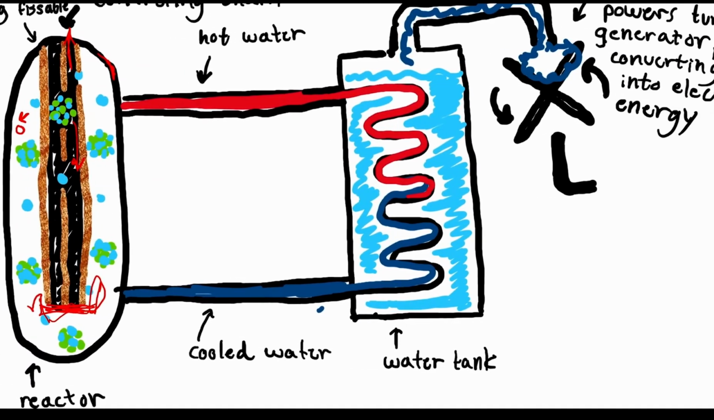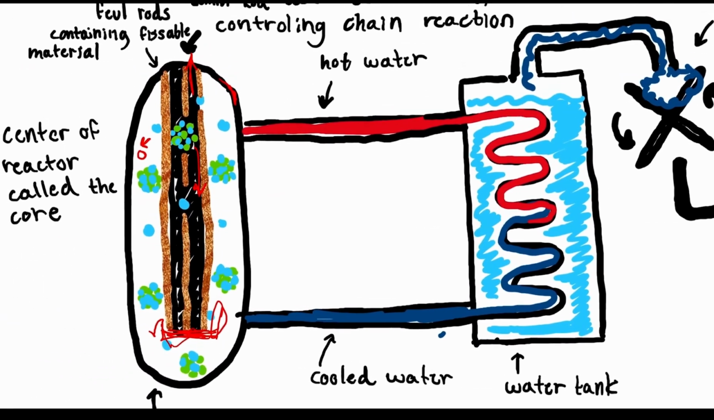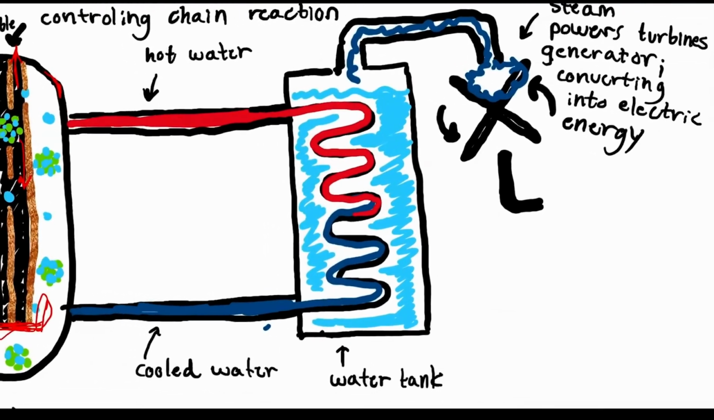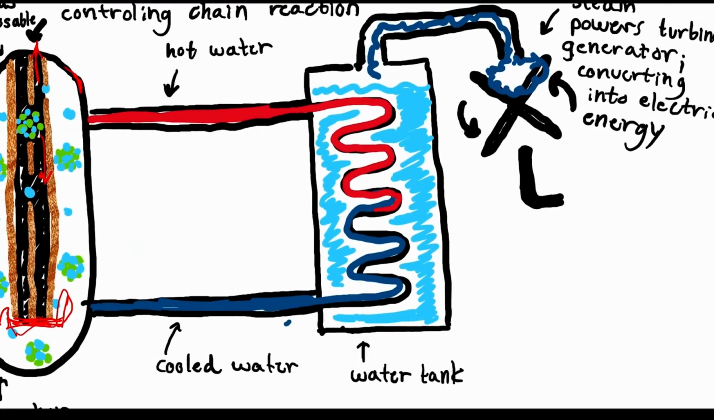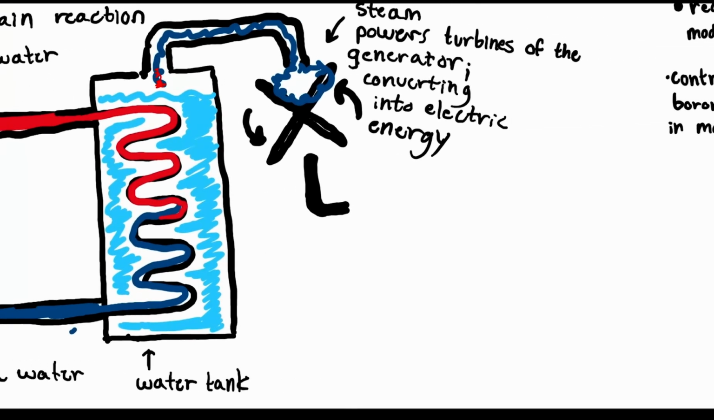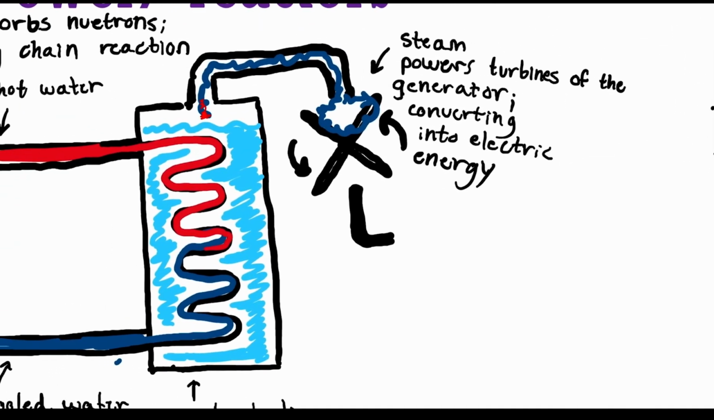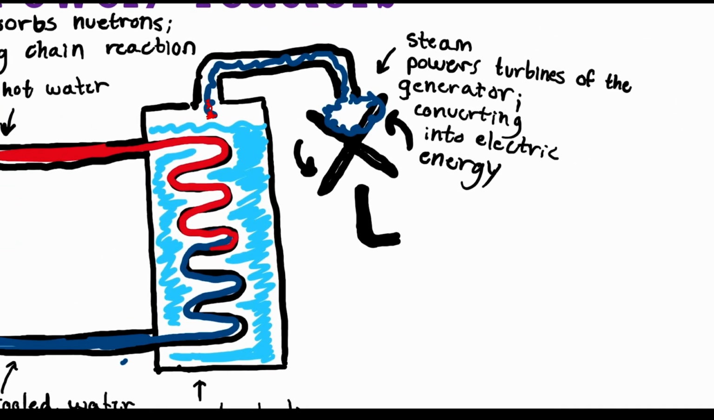So we have all this heat energy being produced by fission. This heat energy is used to heat up water just over here in the water tank, and that water produces steam when it gets really hot, and that steam is released, and all that pressure from the steam is used to turn the turbines of a generator, which converts it into electric energy. Really simple. Once it's all been broken down, you're like, oh, that's so cool. What the heck?